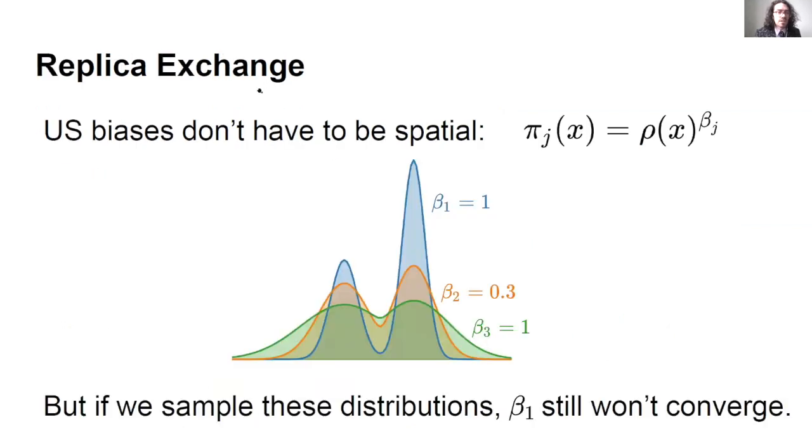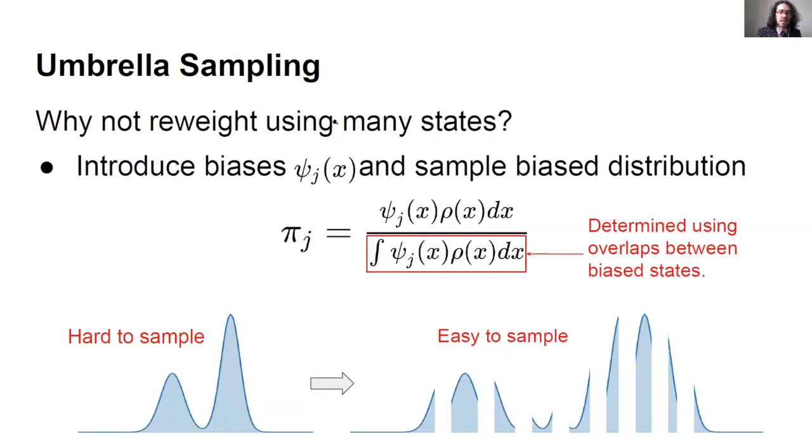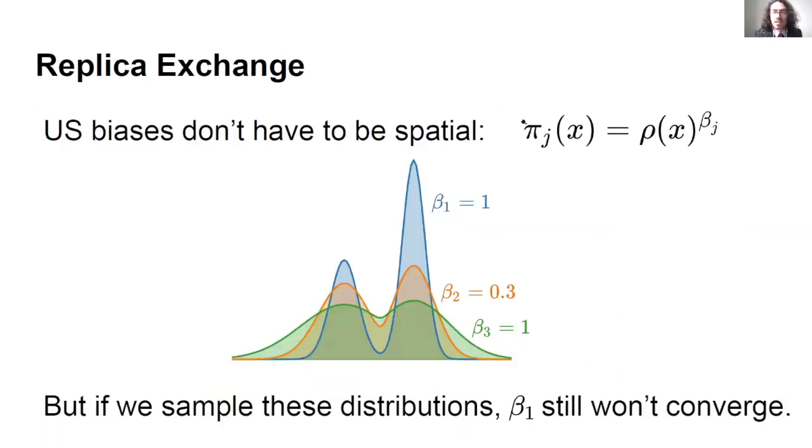So another approach is Replica Exchange. The idea behind Replica Exchange is that on my last slide, I did the spatial chunking, but nothing really required that these biases enforce spatial chunks. So one thing I could do is take powers of my original density, with some beta between 0 and 1. The effect this has is that it flattens out my probability distributions. You see that these are getting more gentle. Now, this beta 3 distribution, for instance, is pretty easy to sample.